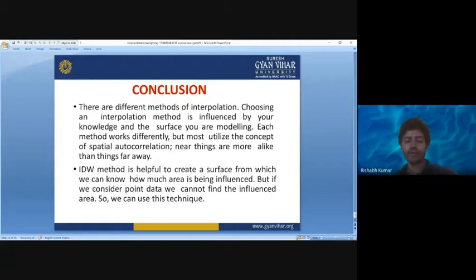The IDW method is helpful to create a surface from which we can know how much area is being influenced. But if we consider point data, we cannot find the influenced area. So we can use this technique.